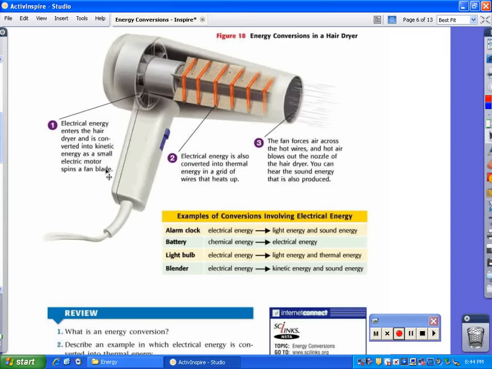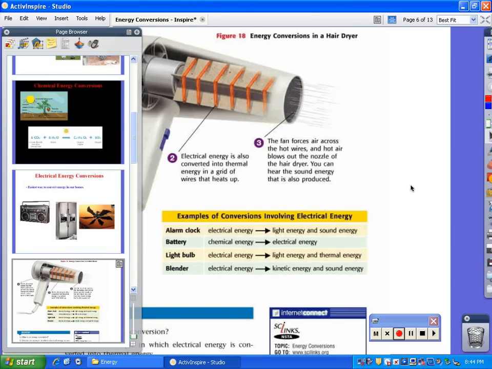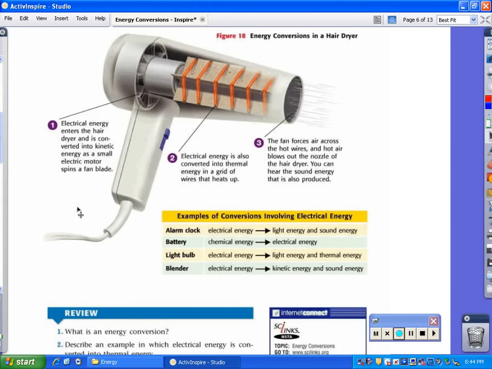If you remember back to the various types of energy notes, I talked about that. The electricity's coming in, and then it's kinetically making this fan move. Just moving around and around, and as it moves around, it's taking air in back here and blowing it over these things right here. Well, these things are thermally hot. We'll use that word for now.